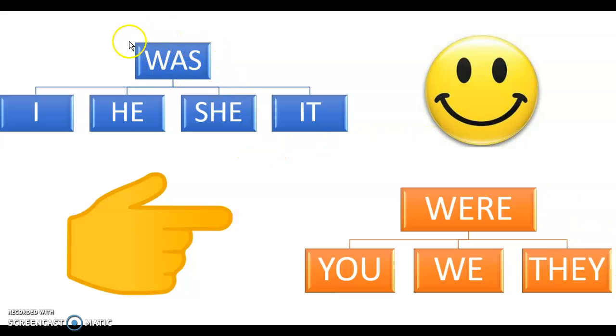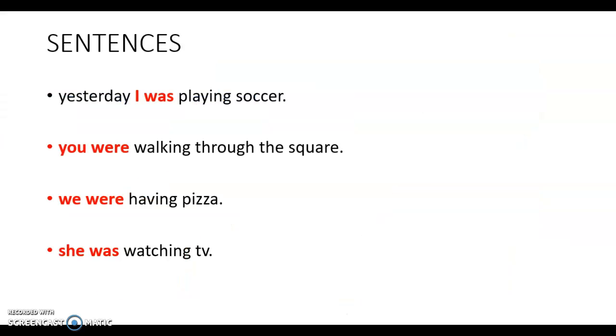Recuerden que para was nosotros vamos a hacer la conjugación con los siguientes pronombres. El pronombre I y la tercera persona. Repeat after me. I was. He was. She was. It was. Now we have were. Repeat after me. You were. We were. They were. Very good. Okay, students, now we have a sentence.